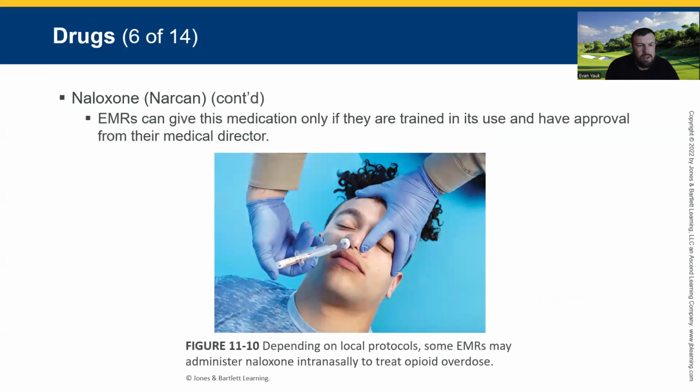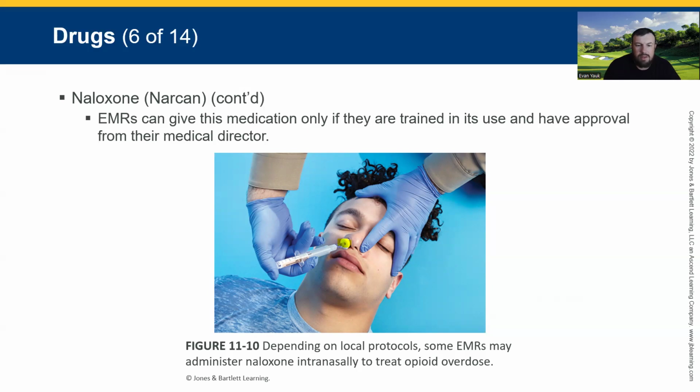So EMRs can give the medication only if they are trained to use it and it's within your local protocol, if you're approved through your medical director. So you've got this atomizer, which is this little thing right there. That is your atomizer. It goes in your nose, and you push that medication in through the nostril. I think it's a half dose in each nostril. Check your protocols. Don't just take my word for it.